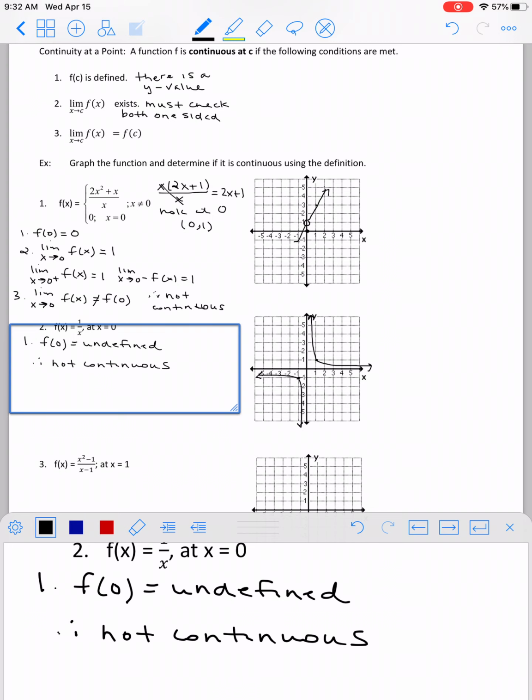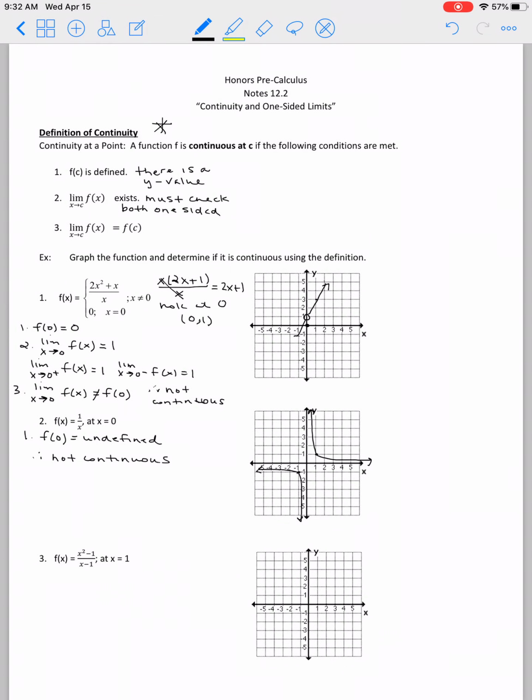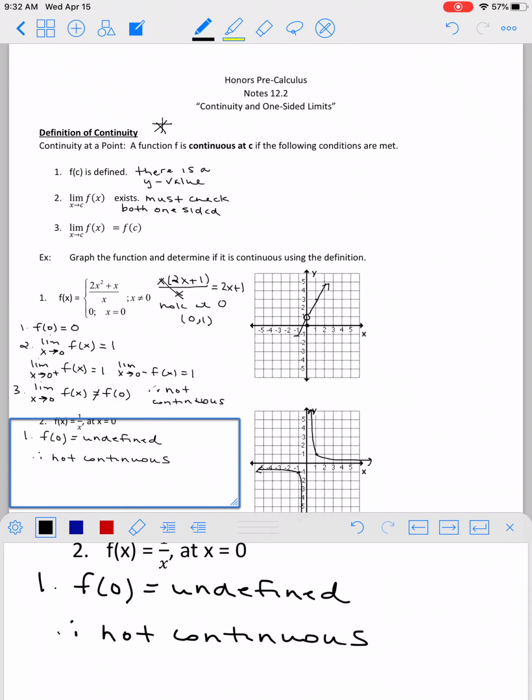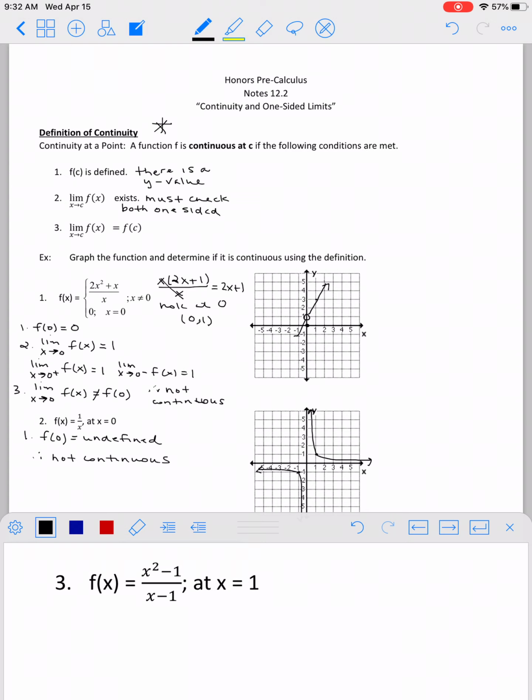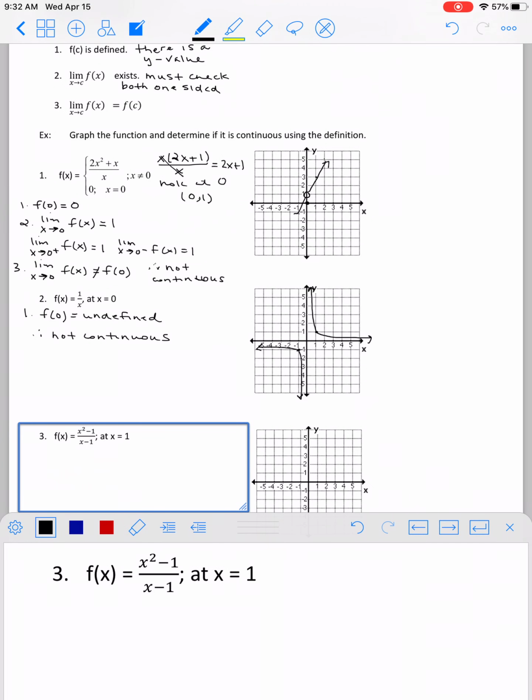Okay, moving on to the next one. So one here where we were able to go through all three. One where the first condition didn't go very well. And now let's see what happens with this one. So let's do a little simplifying first. We can factor the top by difference of 2 squares.